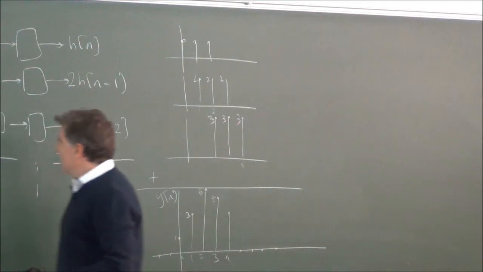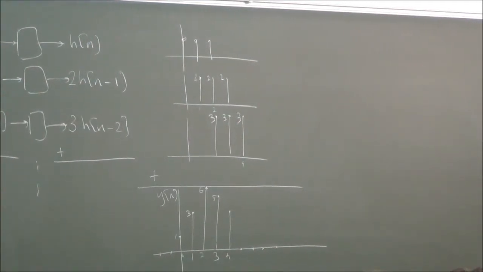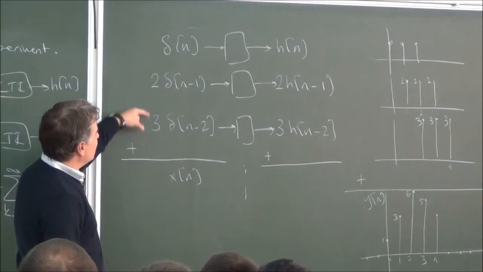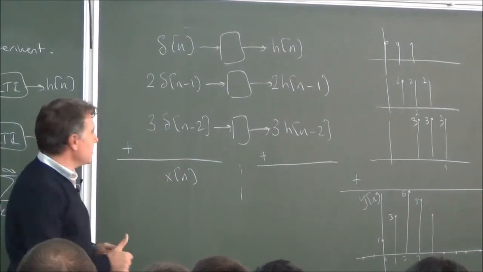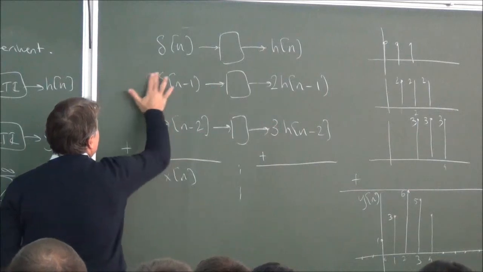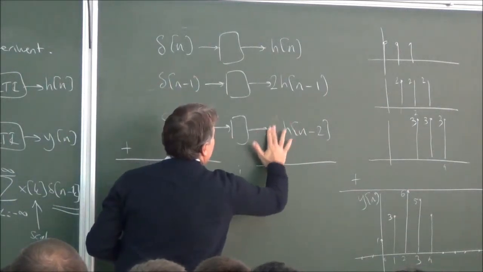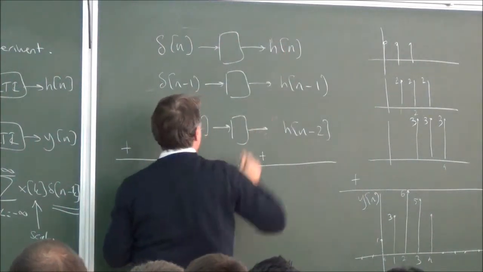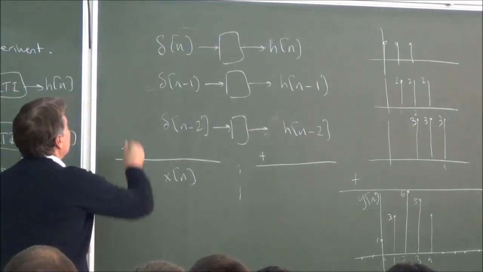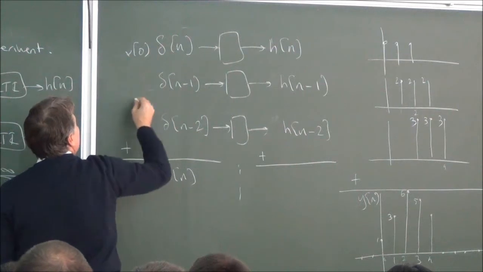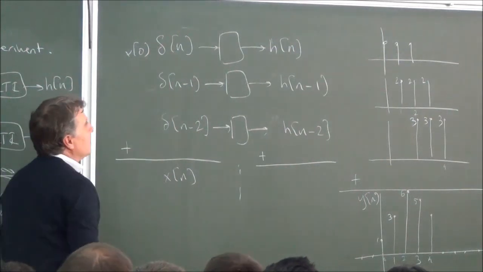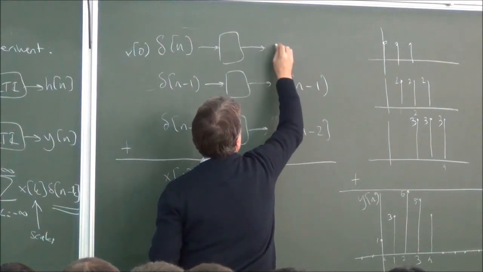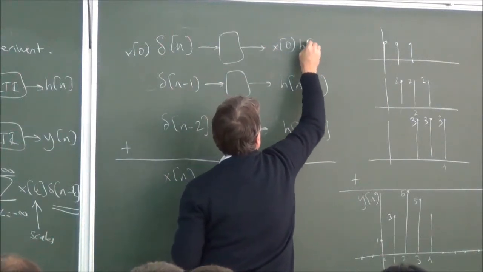So now, let's alter these input-output relations. Instead of 1, 2, and 3, which are some certain numbers, let's give more generic values to those things. It's not even values that I'm talking about. It is x0 delta n will produce x0 h of n.